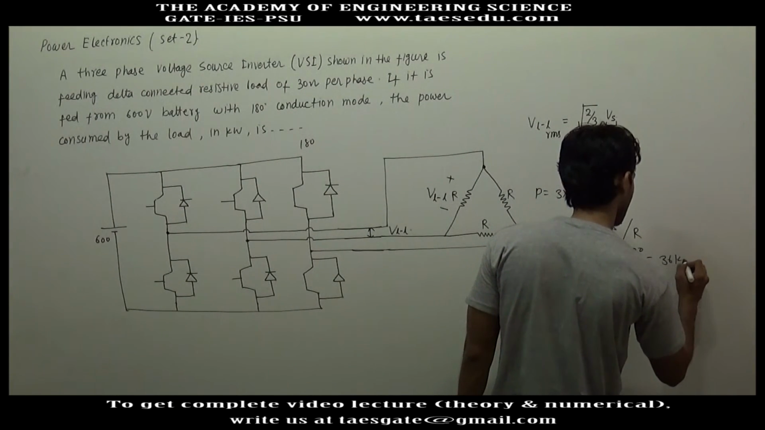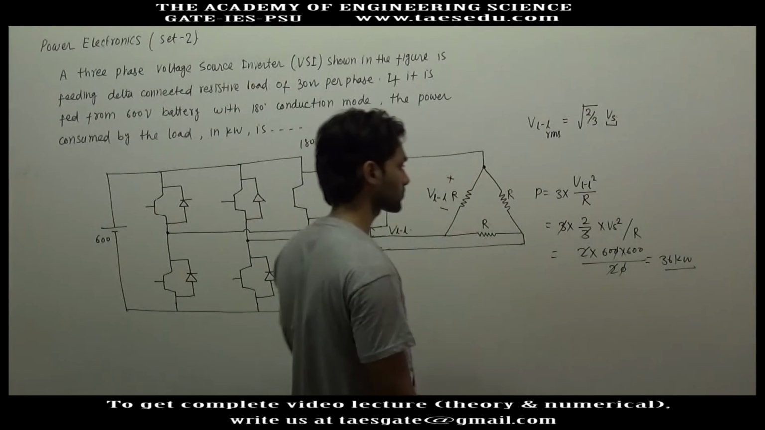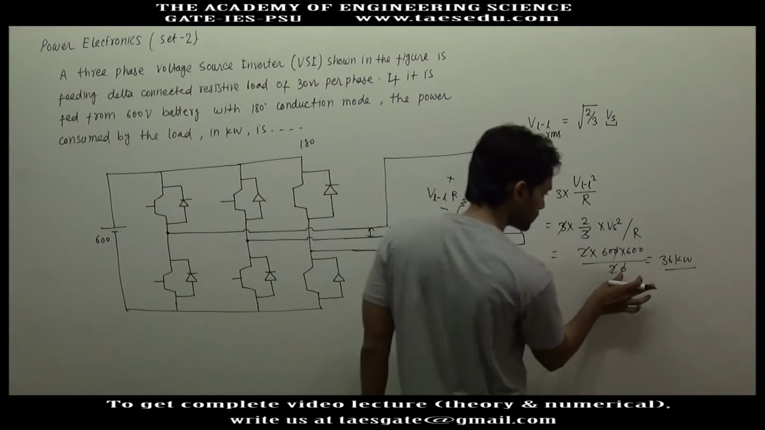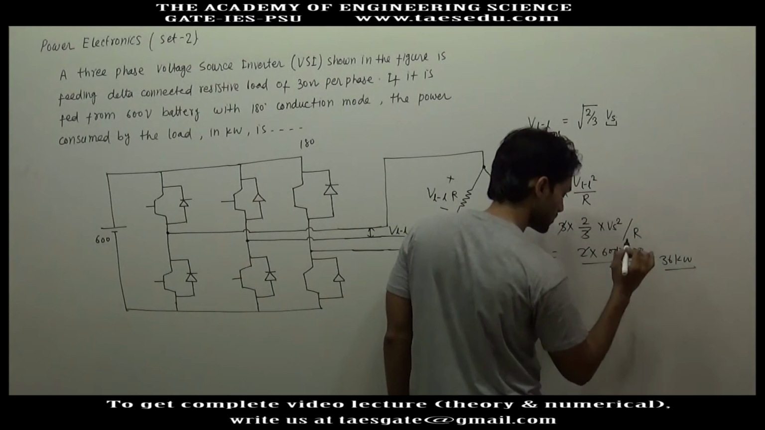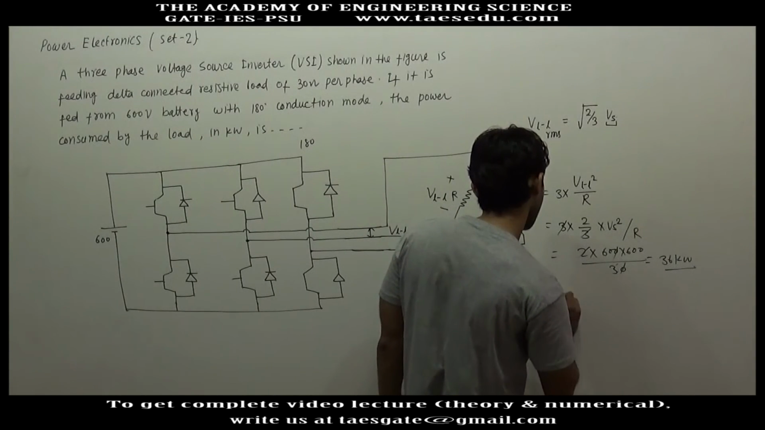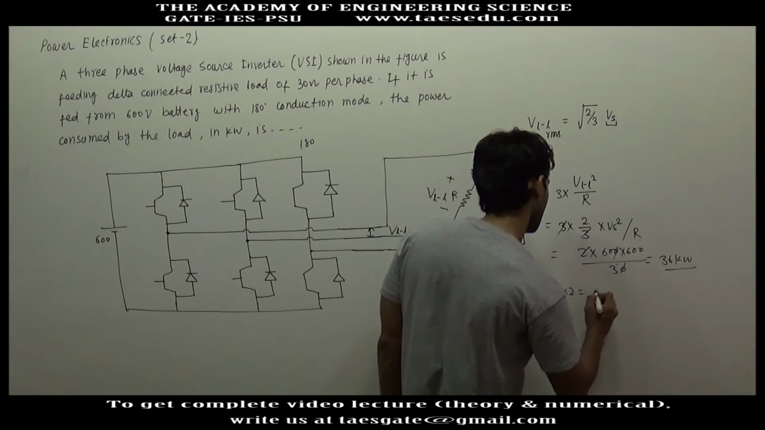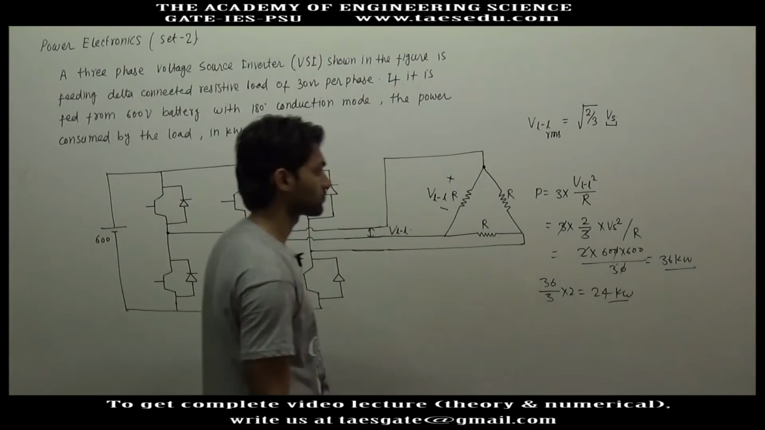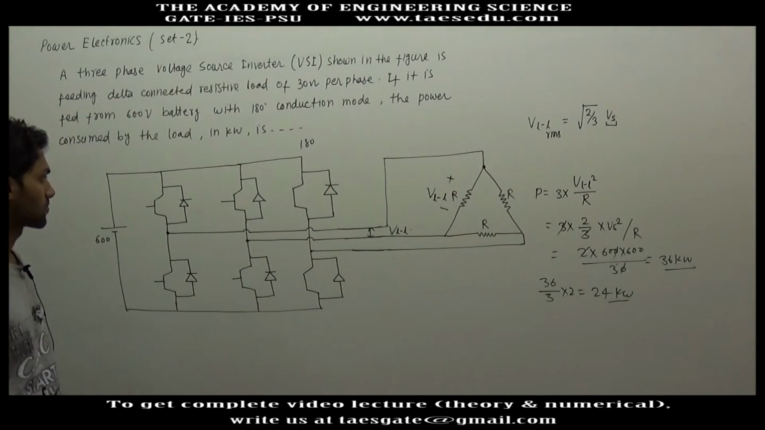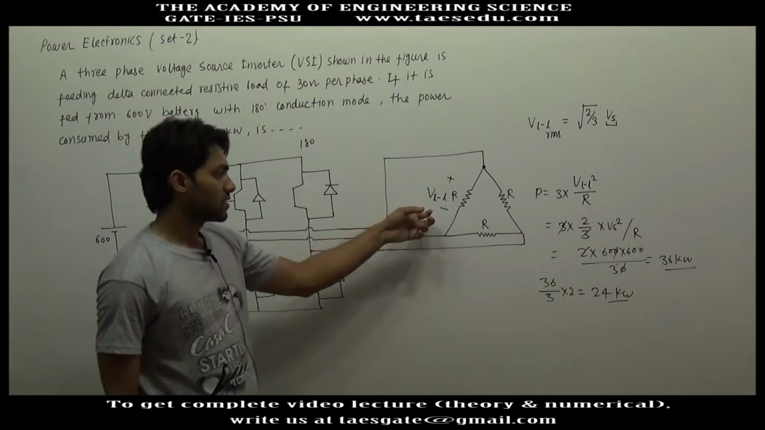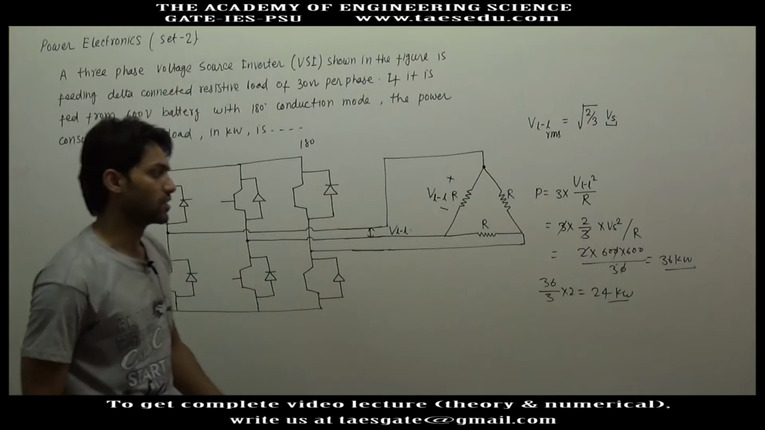This will be 36 kilowatt. The resistance is 30 ohm, not 20 ohm. If we use 30 ohm, we will get 36 divided by 3 into 2. 24 kilowatt will be the correct answer. The power consumed by this delta connected 3-phase load will be 24 kilowatt.